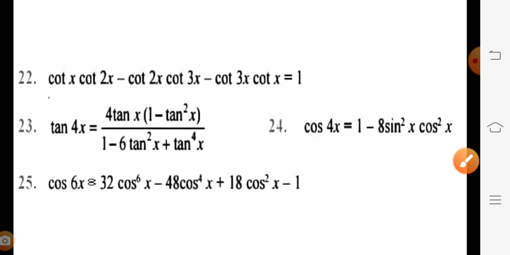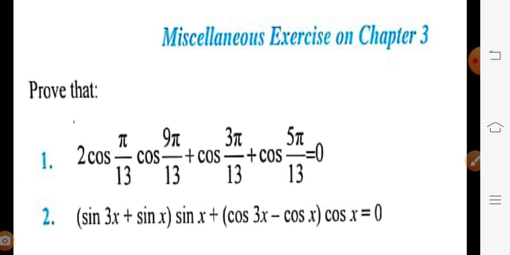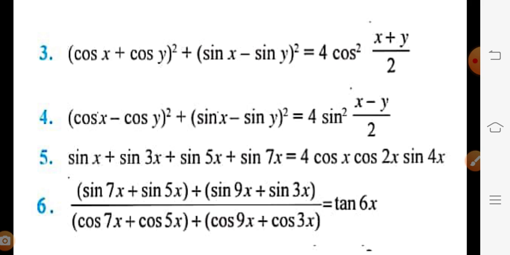Then on the basis of these, you have to solve the remaining questions of exercise 3.3 and some questions from the miscellaneous exercise.